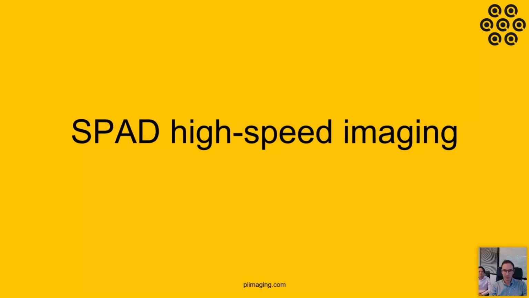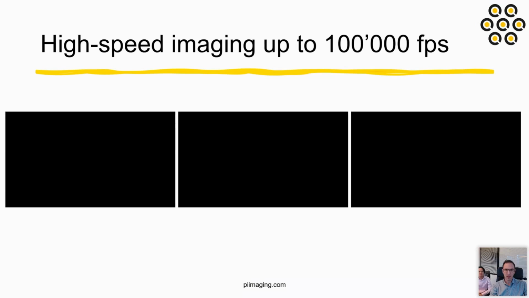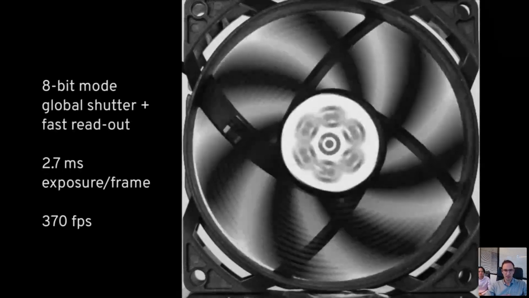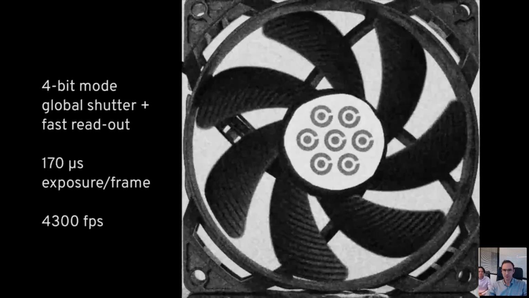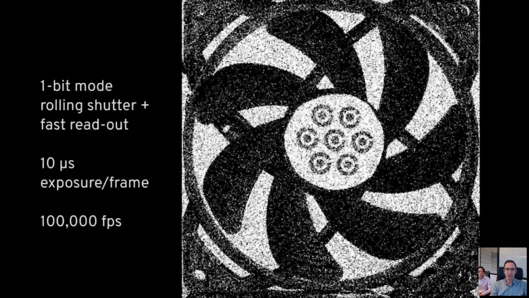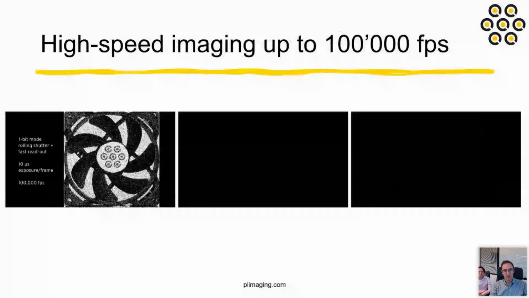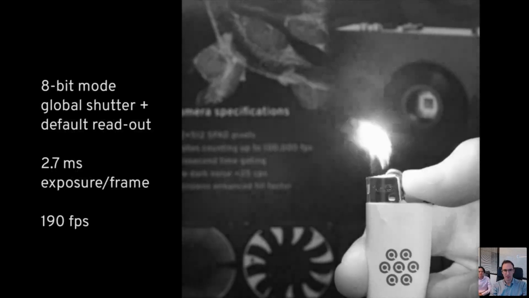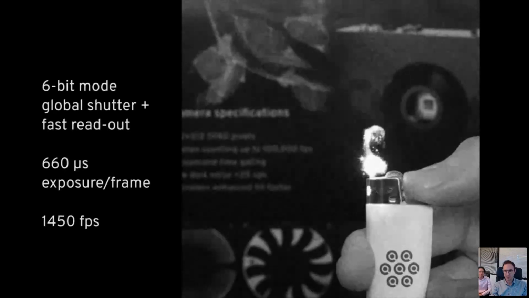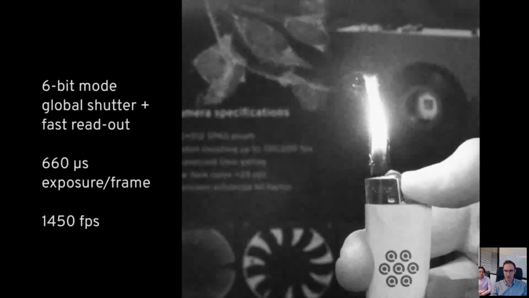Okay, then further to high-speed capability, I would like to show you a fan being imaged at normal speed and then all the way increasing to 100,000 frames per second. You can see that the SPAD image sensors are operated in global shutter mode, where the frame rate can be disentangled from the exposure. Here we see at the end 1-bit video with 100,000 frames per second. And then we have different examples with different frame rates offering the capability to capture really fast motions.